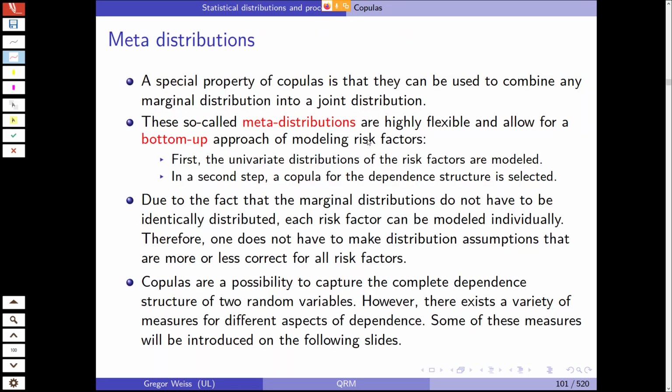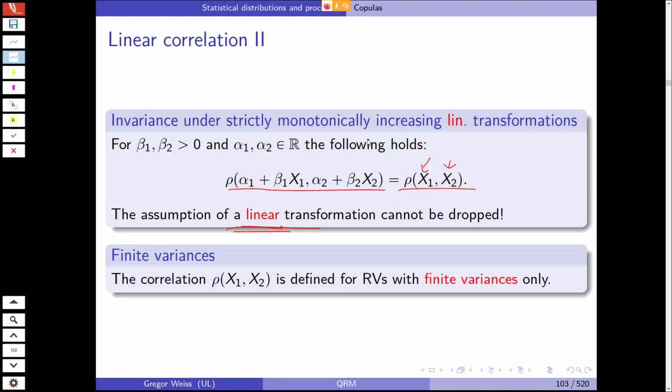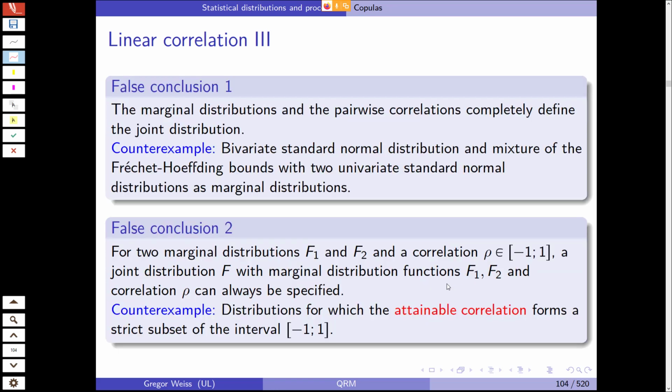Let's go back to our properties. Next thing, the correlation is defined for random variables with finite variances only. In our applications, this is usually not a problem, but statistically, you have to keep in mind that it is only defined for random variables with finite variances.